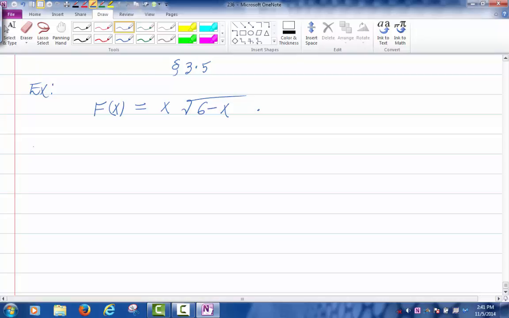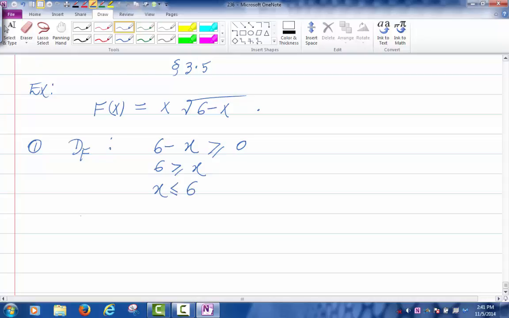Okay. Step number 1. What do you think step number 1 is? Find the domain of the function. How do I find the domain? In this case, the only restriction is that I need the quantity inside. The function is defined as long as 6 minus x is non-negative, right? Which means 6 is larger than or equal to x, so x is less than or equal to 6.